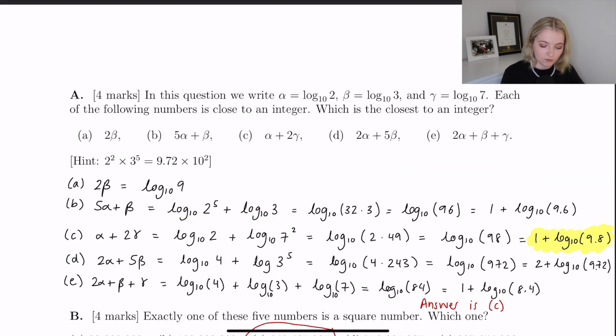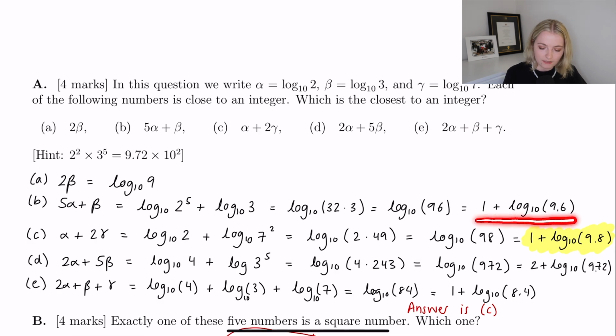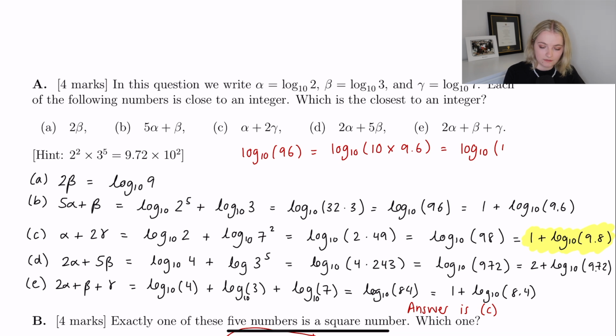So that's what we've done here. We've multiplied 2 to the 5 by 3, which is what we see here. We can compute that, 96. Now what we've utilised here is we're basically saying that log base 10 of 96 is the same as log base 10 of 10 multiplied by 9.6, which we can write, again using the powers of logs, as log base 10 of 10 plus log base 10 of 9.6, and we know that that's 1 and then we have the log base 10 of 9.6.